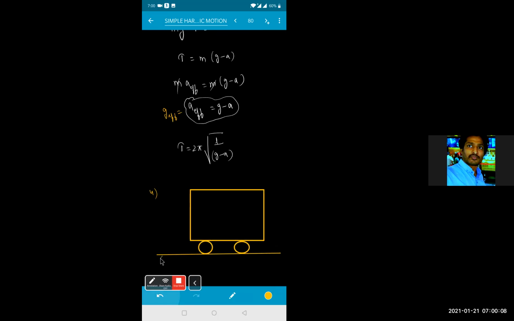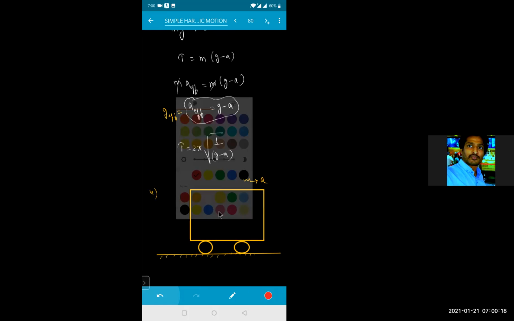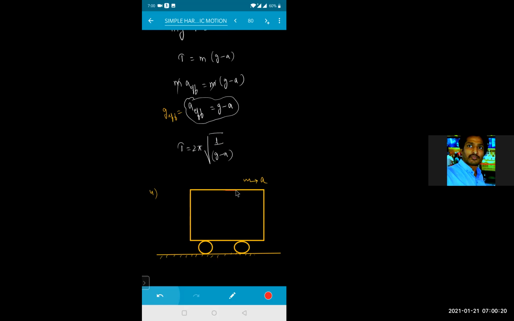Okay, this is your ground, and this trolley is moving in the front direction with an acceleration, or a car moving in the front direction. To this, there is a simple pendulum which has been attached. This is your ceiling. To the ceiling, somewhere here, this is your bob which has been taken. The small simple pendulum is hanging here.